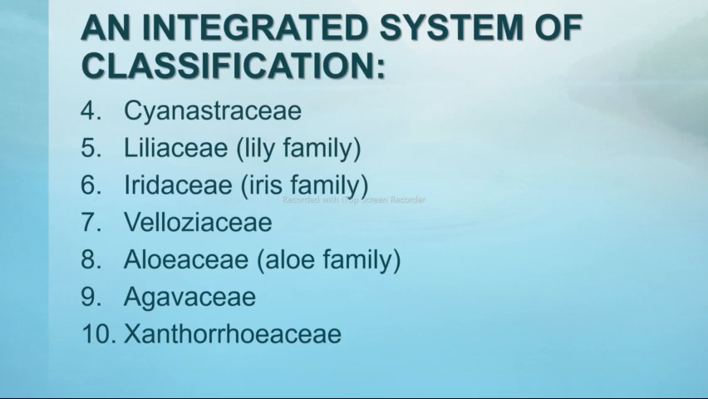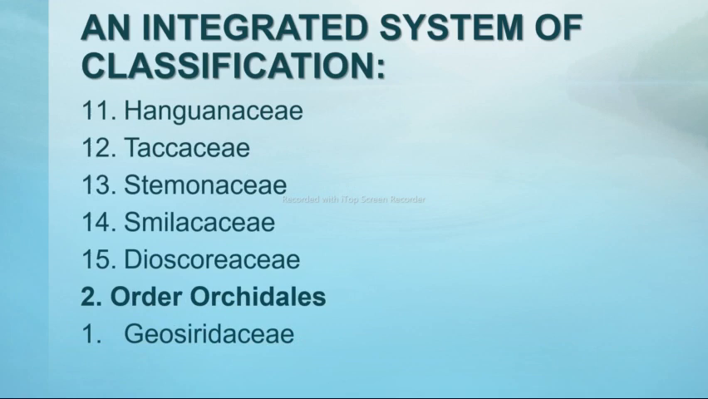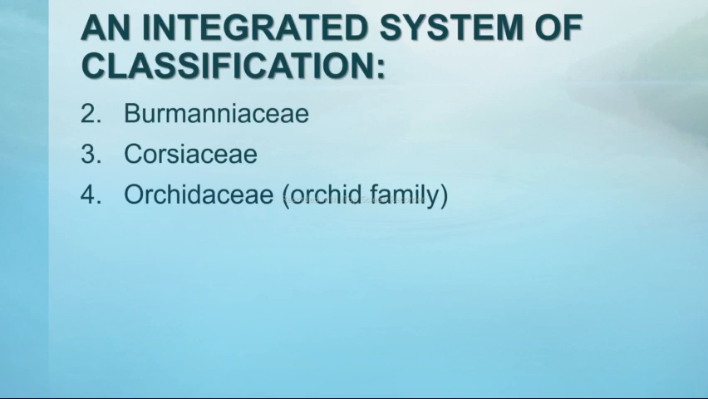Next is Hanguanaceae and Taccaceae. Next is Thismiaceae, Smilacaceae and Dioscoreaceae. So the second order is Orchidales, which includes the Geosiridaceae, Burmanniaceae, Corsiaceae, and the last is Orchidaceae, which is the orchid family.